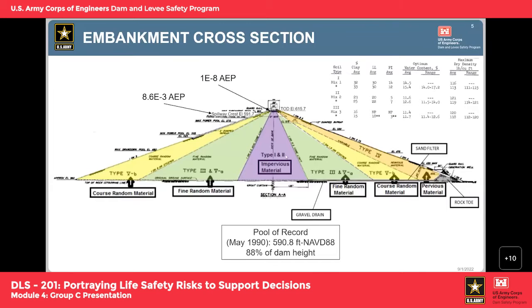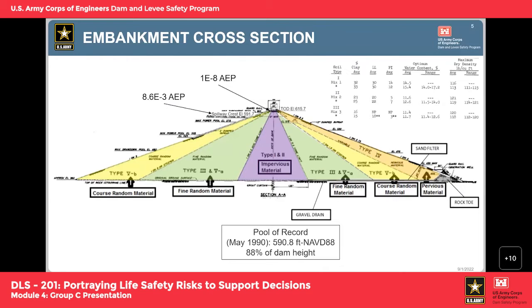Both portions of the open cut channel are grass covered. The embankment is 1,100 feet long with a maximum height of 231 feet, and side slopes ranging from 1 vertical to 2.5 horizontal to 1 vertical to 3 horizontal. The central core of the embankment, as you can see here in purple, is impervious core. It's flanked on both sides by a fine random material in green, and then a subsequent coarse random fill material in yellow. On the furthest downstream side, we also have a pervious fill material on the edge.